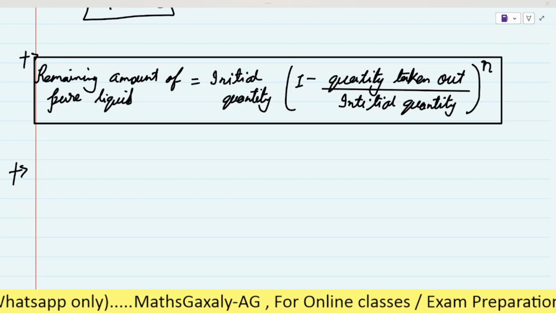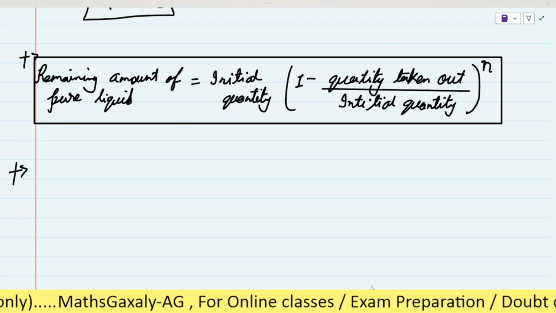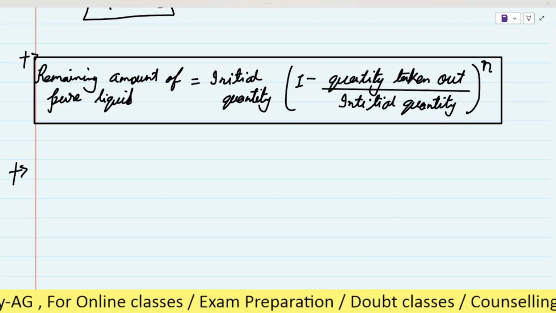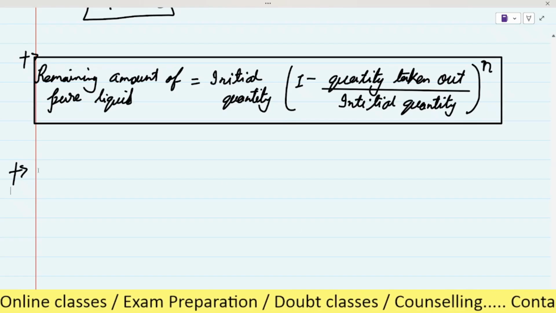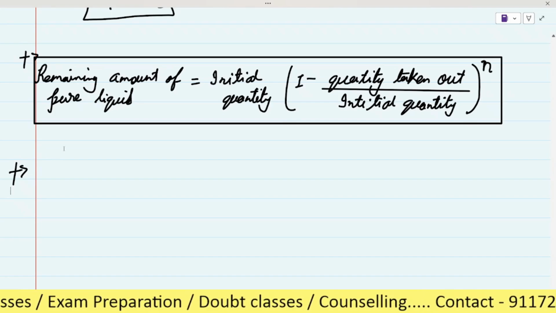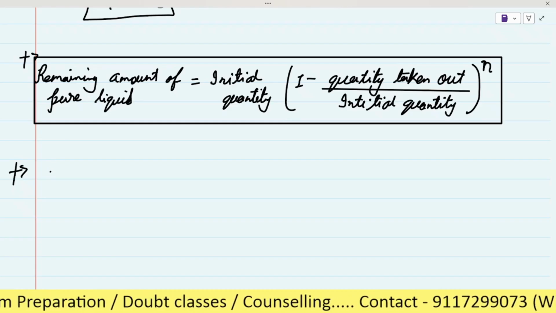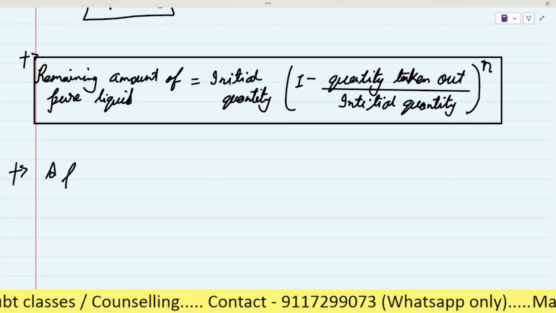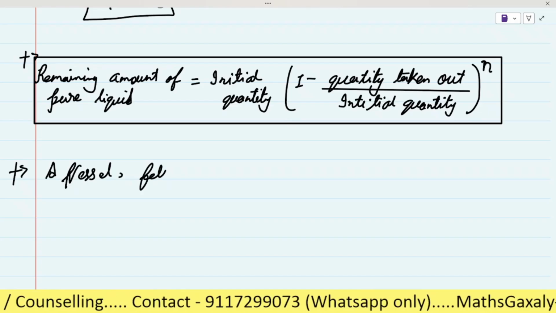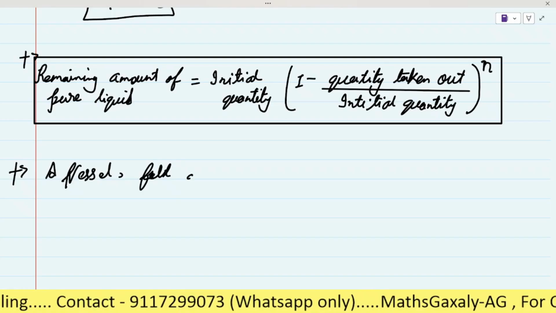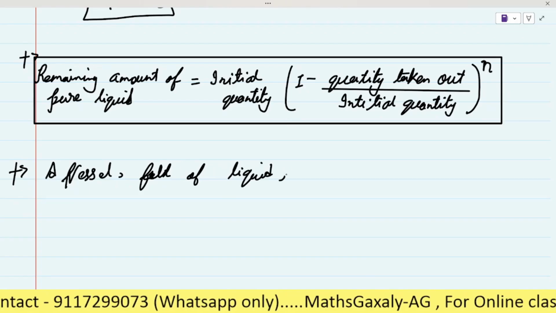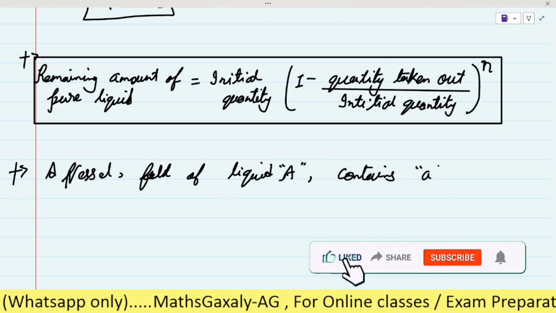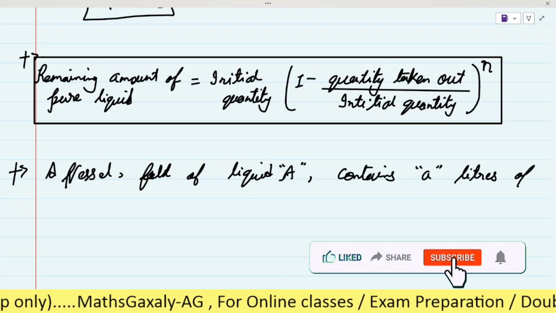Now write the next point. A vessel full of liquid A contains a liters of it, of which several liters are withdrawn.